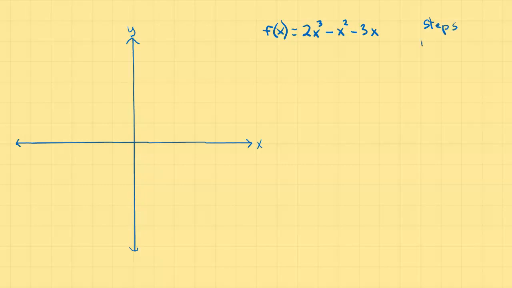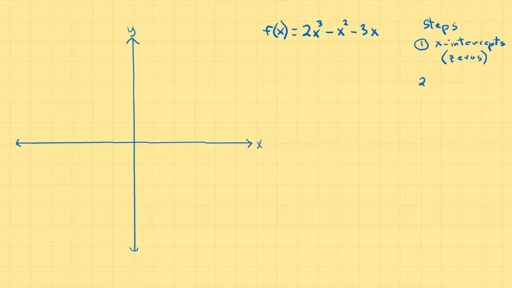The first one is to find the x-intercept, or intercepts. These are sometimes called zeros. So the x-intercepts are the values of x where the f of x value or the y value is 0. I'll show that to you in a minute.